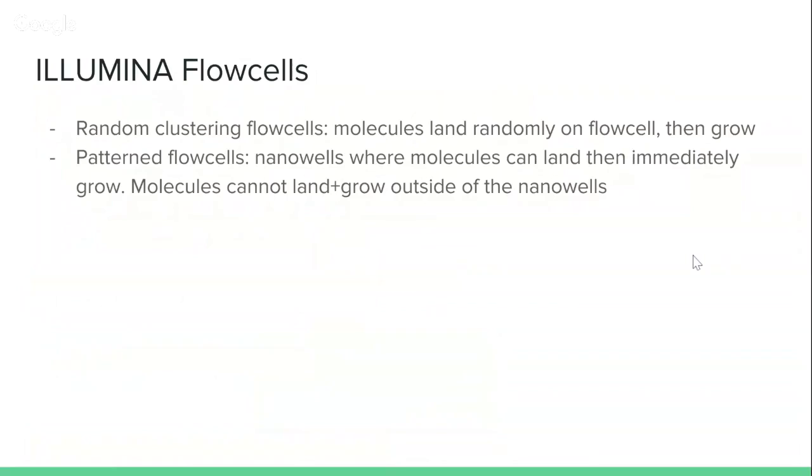And then after that process was complete by passing some liquid through the flow cell where you had your starting material, then they would apply another set of reagents, it's still happening today for some of the machines, and then grow each of the molecules that had landed randomly on the flow cell. And this would produce what's traditionally called random clustering.